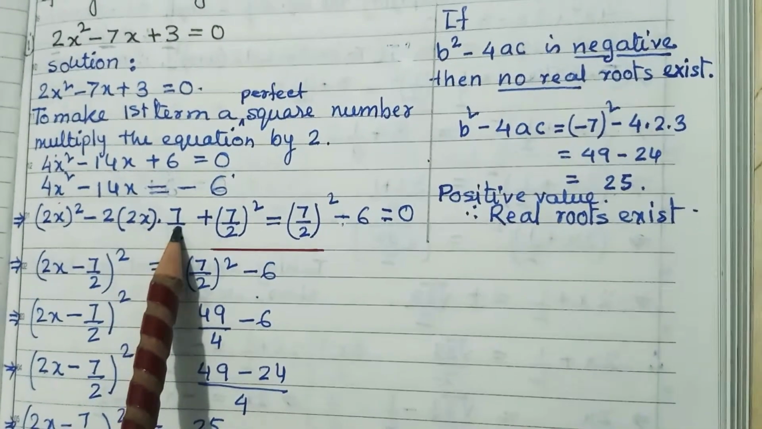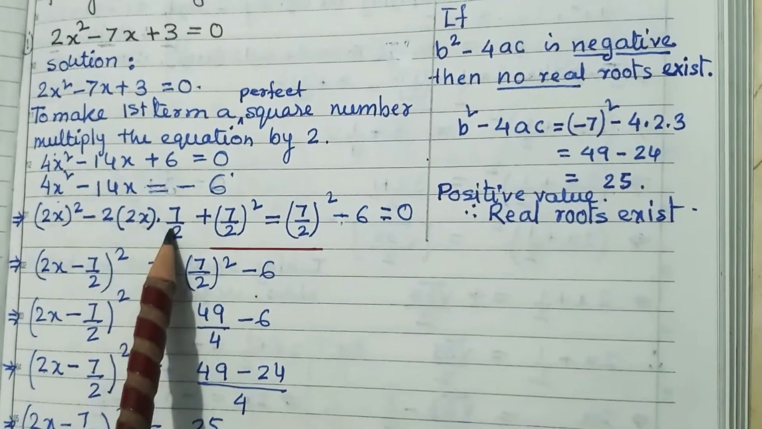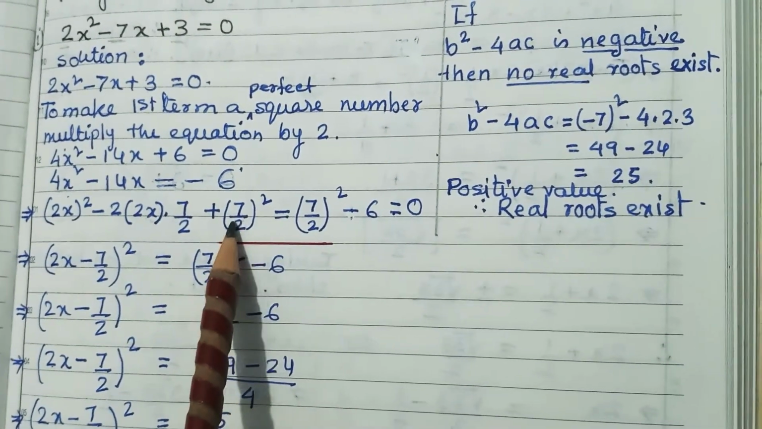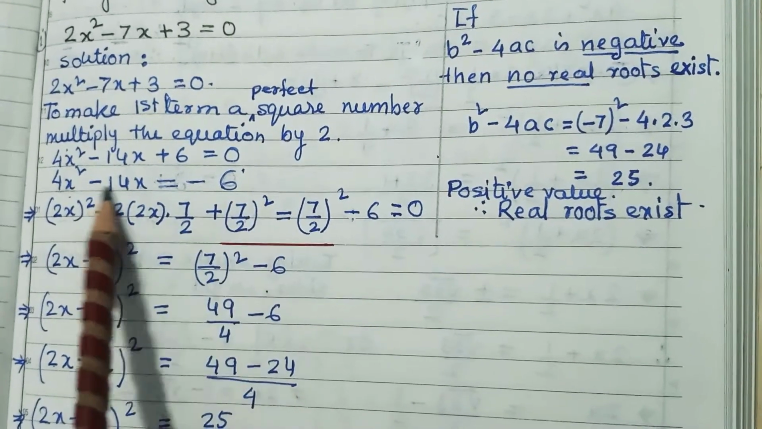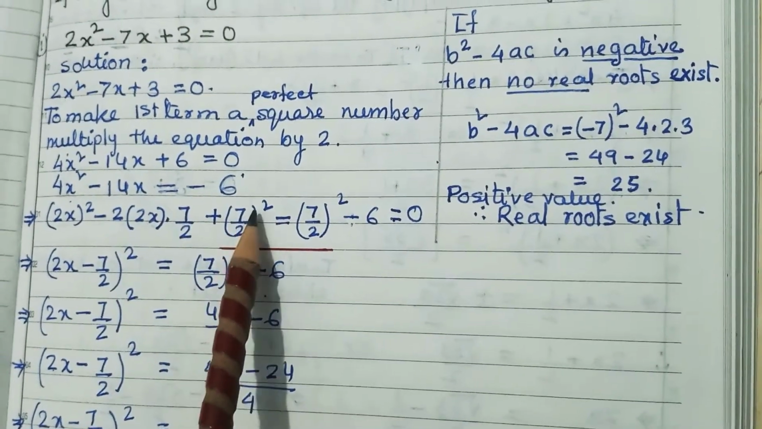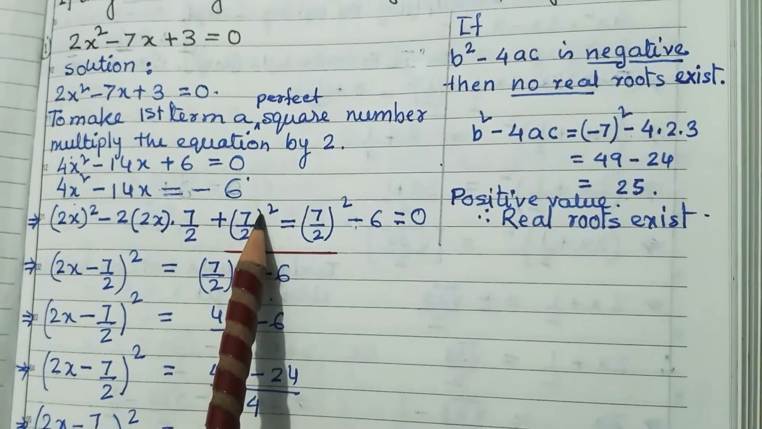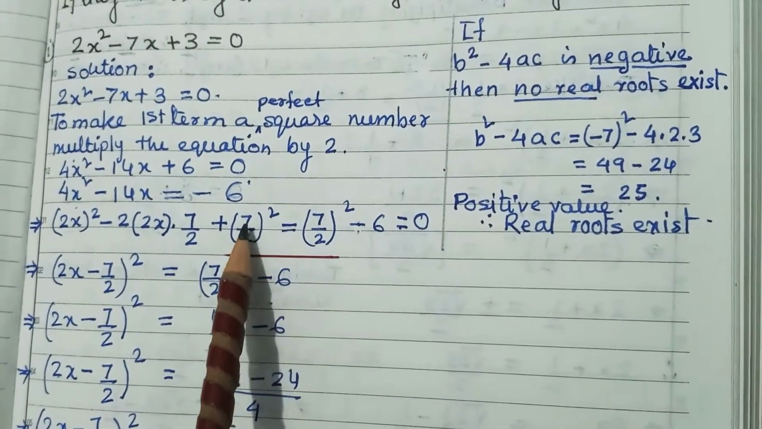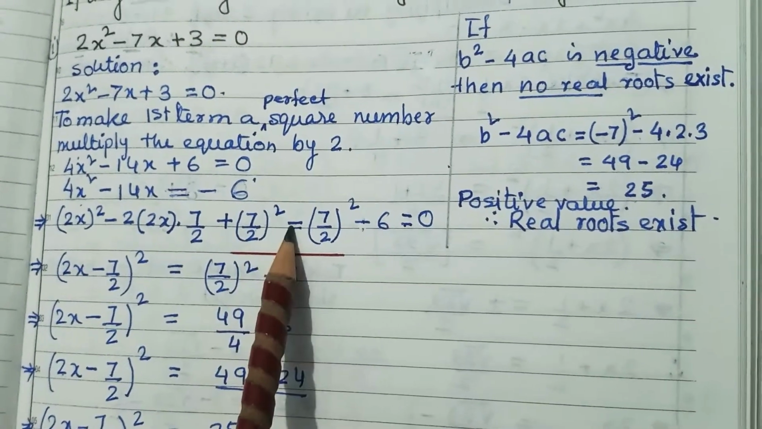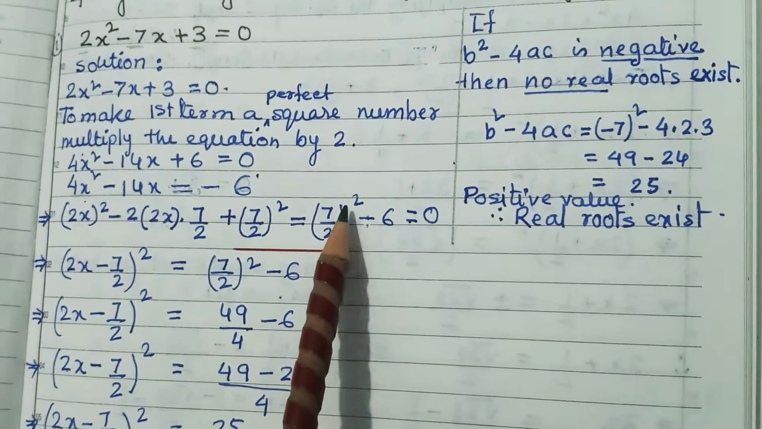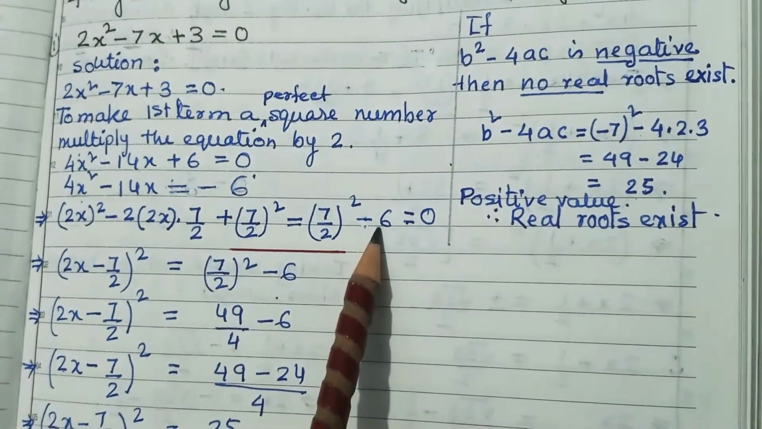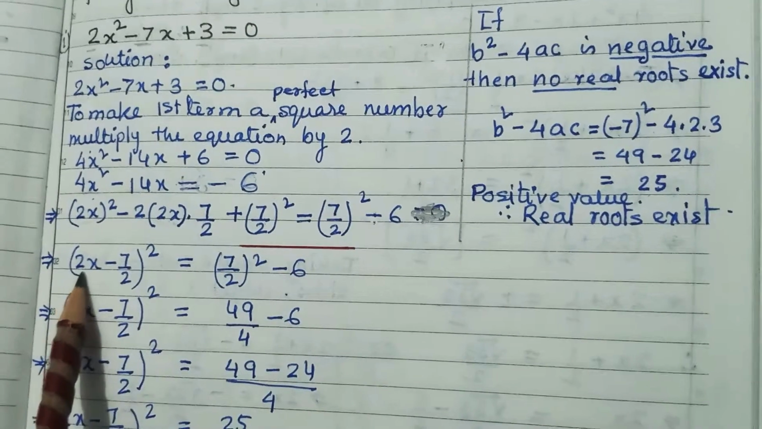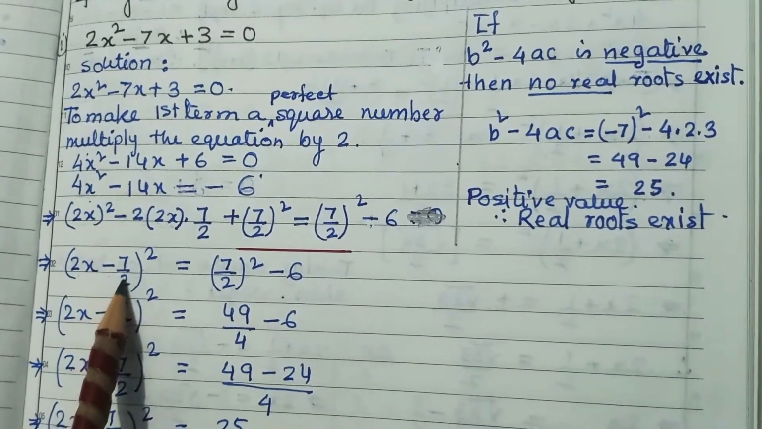So as it is a square minus 2ab, it should be plus b square. As I have added this term on the left hand side, which is 7 upon 2 square, on the right hand side also we have to add this number. So on the left hand side 7 upon 2 square, and on the right hand side also you write 7 upon 2 square, and it was minus 6 there.